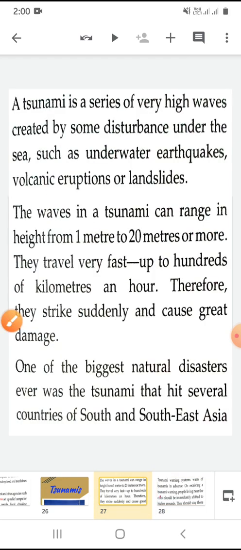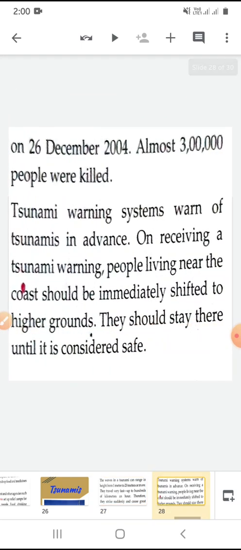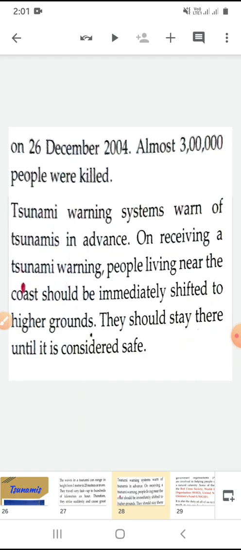Alright? One of the biggest natural disasters ever was the tsunami that hit several countries in South and Southeast Asia on 26 December 2004. Almost 3 lakh people were killed. But the tsunami warning system warned of the tsunami in advance. On receiving the warning, people have the time to shift to higher grounds and they should stay there until the place is considered to be safe. Okay?